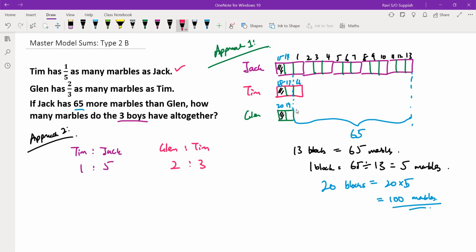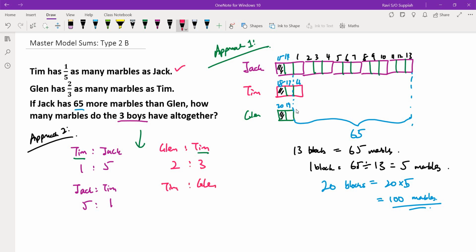Okay, so the technique to approach this is we look at who is the common person here, a common item. In this case, the common person here is Tim. So we bring Tim to the center. This is the center line for both of these ratios. So I'm going to rewrite both the ratios so that Tim is in the center. I'm going to rewrite it as Jack to Tim as 5:1, and over on this side, Tim to Glenn as 3:2.